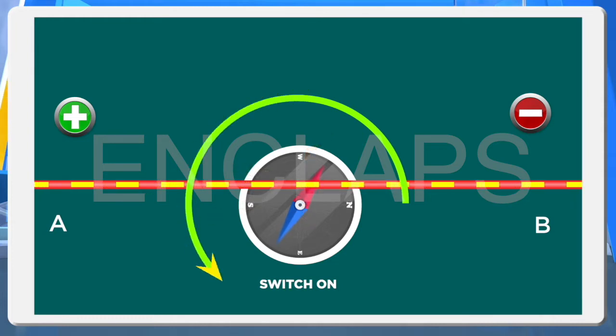Here, if we complete the arrow marks, it becomes clear that the magnetic needle is moving in the anti-clockwise direction, that is, in the opposite direction of the movement of hands in a clock. So, the magnetic needle deflects in the anti-clockwise direction.